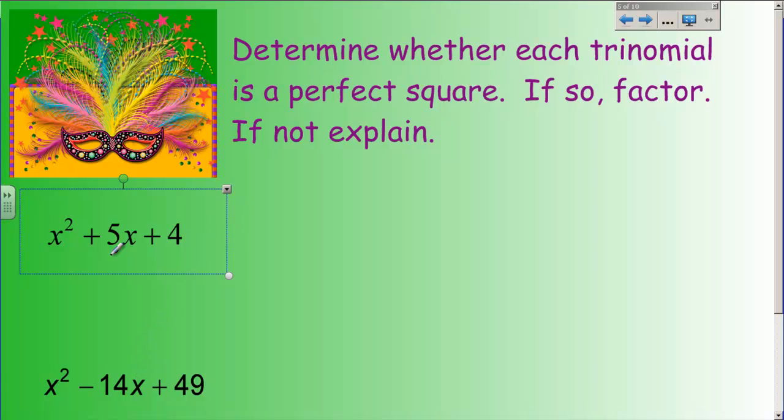Why don't you take a second and look at this one, x squared plus 5x plus 4, and see if you can determine if it's a perfect square trinomial or not. Pause for just a minute, see if you can figure it out, and then when you come back, we'll see how you did.